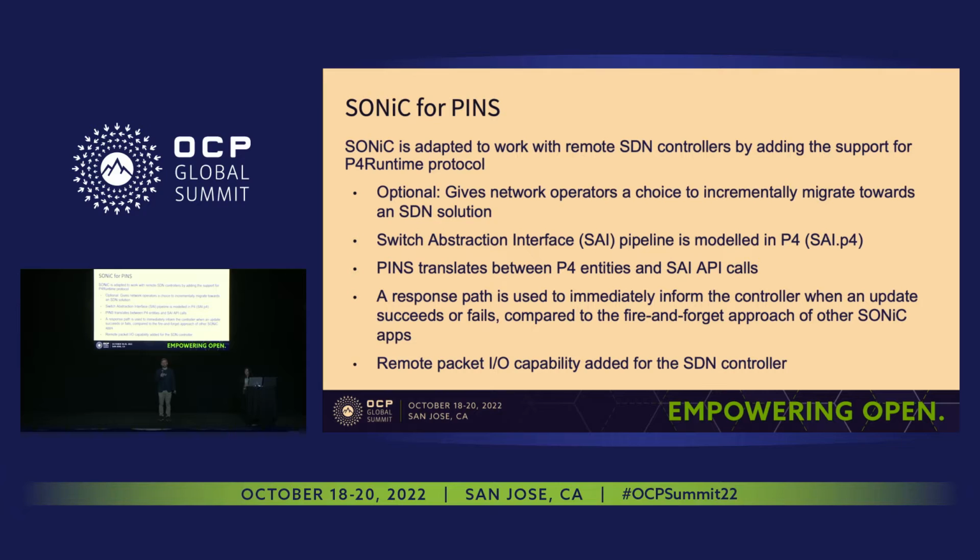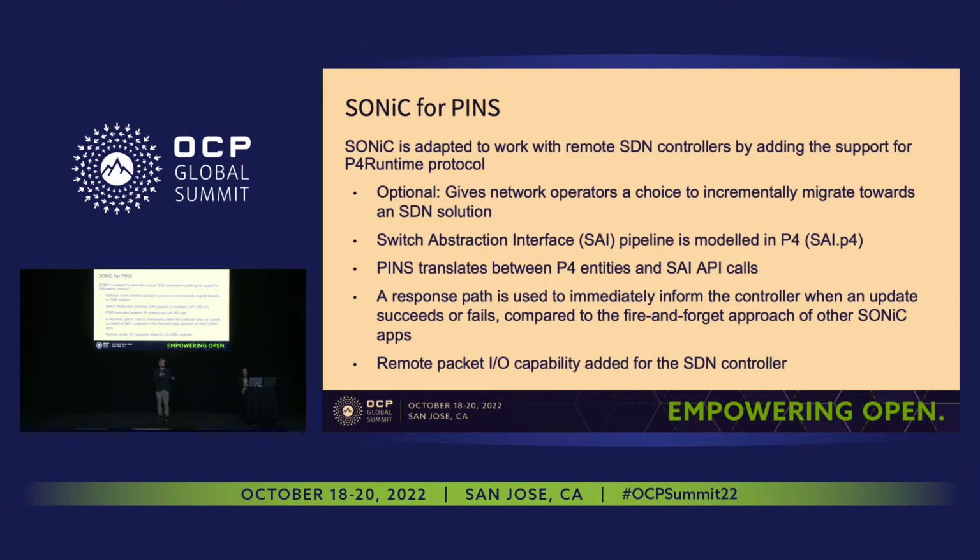changing your programming model. What PINs is providing is an abstraction that translates between P4 entities, or the P4 abstracted entities of the pipeline, to PSI API calls. And so at your control plane now, you don't have to think in terms of PSI or a PSI API. You think in terms of the pipeline that's been programmed in P4.